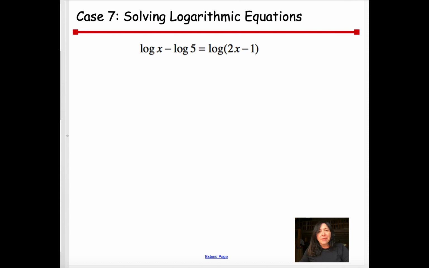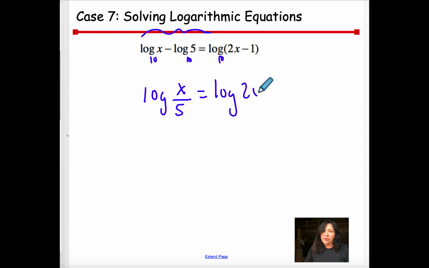For this problem, I noticed that all the bases are base 10. So that's going to work in our favor, because once I combine the left side, these two terms on the left, then the log base 10 is going to actually cancel out. So on the left, I get log base 10 of x divided by 5, quotient rule, is equal to log base 10 of 2x minus 1. Because both of these are base 10, they have to be the same bases. They are going to cancel out. And you're left with x over 5 equals 2x minus 1.